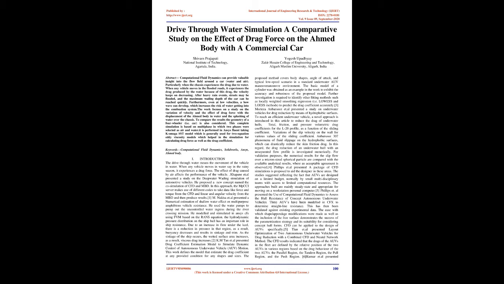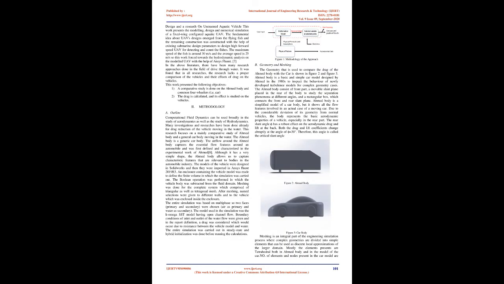Kim presented a drag coefficient estimation model to simulate dynamic control of autonomous underwater vehicle, AUV, motion. This work defines a model that estimates the drag coefficient at any provided condition for any shapes and sizes. The proposed method covers body shapes, angle of attack, and typical low-speed scenarios in a standard underwater AUV maneuver environment. The basic model of a cylinder was obtained as an example in the work to exhibit the accuracy and robustness of the proposed model. Further investigation is required to identify other fitting methods such as locally weighted smoothing regression, i.e. LOESS, to predict the drag coefficient accurately.